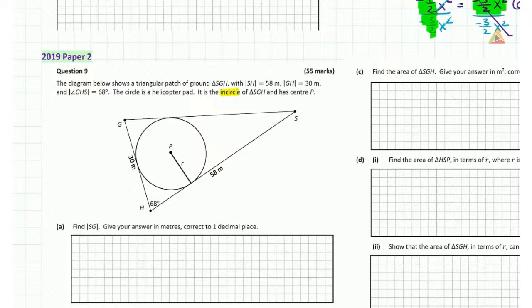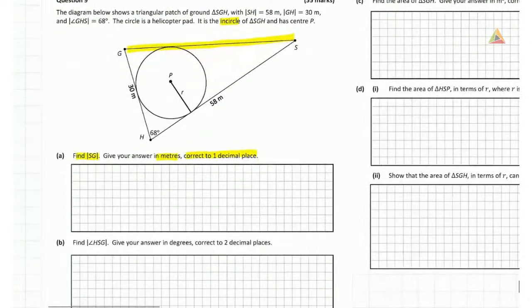The first thing it asks us is to find the distance from S to G. Give our answer in meters, so make sure to put our units in our answer, and we're rounding to 1 decimal place. So SG is this side over here. First of all, it's not a right angle triangle, so Pythagoras is no good to us, nor are sine, cos and tan. We don't know a side opposite an angle and another piece of information, so we have to use the cosine rule here.